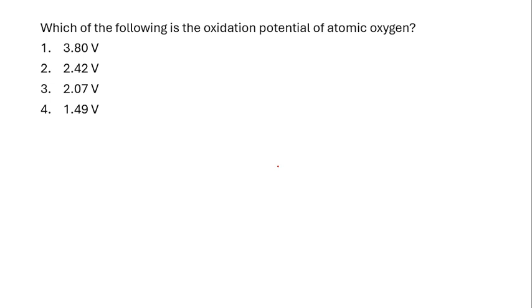Which of the following is the oxidation potential of atomic oxygen? So if you see the atomic oxygen O, they are asking you the oxidation potential of this one. Okay, the right answer is 2.42 V.